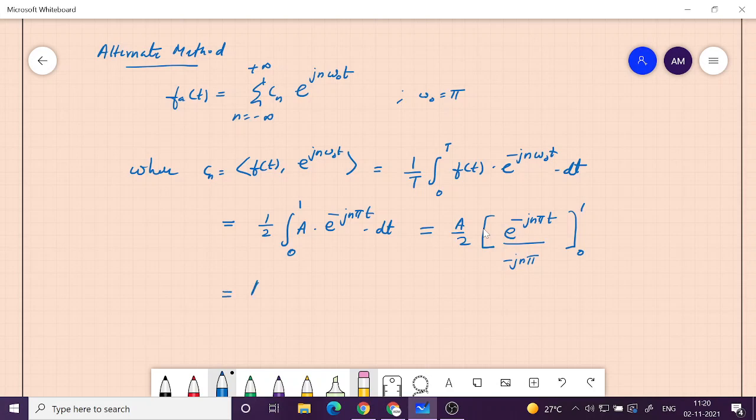So that is equal to a by... so j I can take it into the numerator. So minus j, when it goes to the numerator, it will become plus j, and then I will have 2n pi, and then if I apply the limit, it is e raised to minus jn pi minus e raised to 0, that is 1. So this is what we will get.